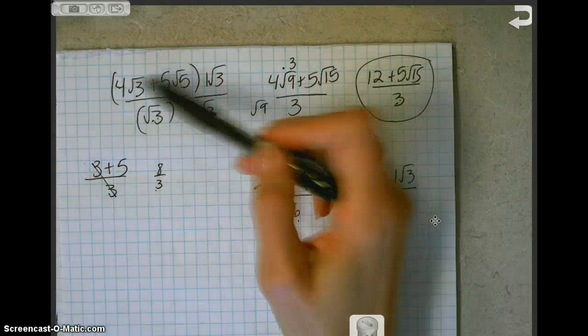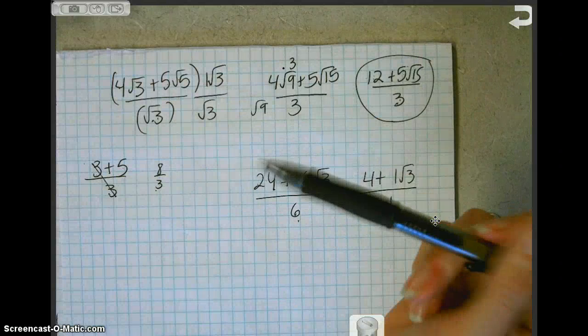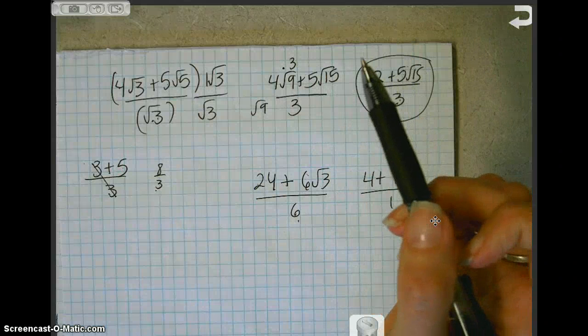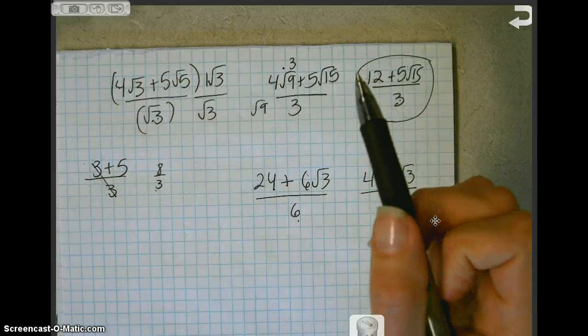Again, if there are multiple terms, you can multiply the numerator and denominator by the radical in the denominator, and you can get rid of that radical that is in the denominator.